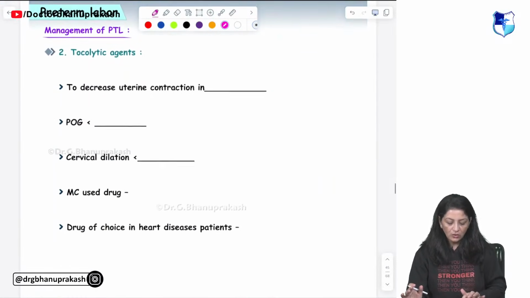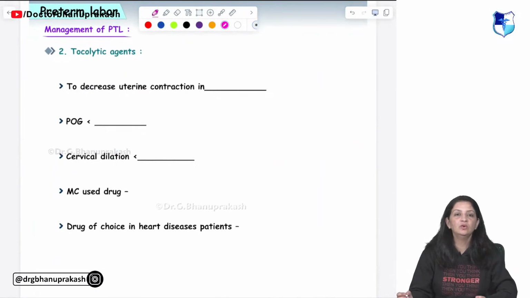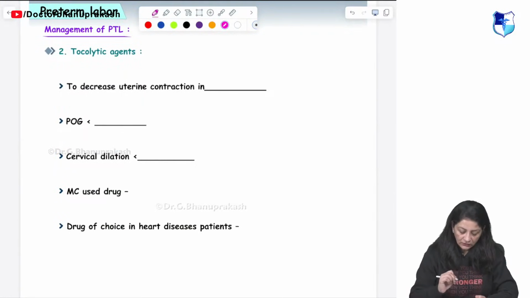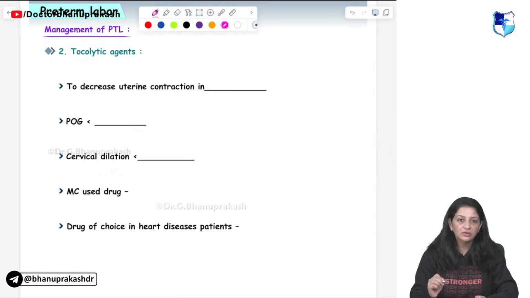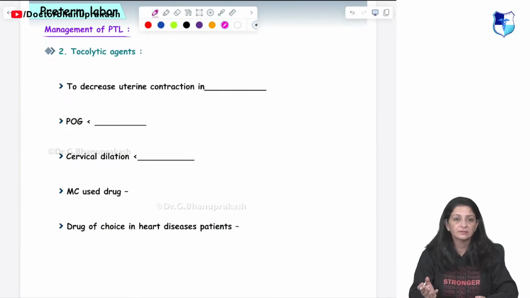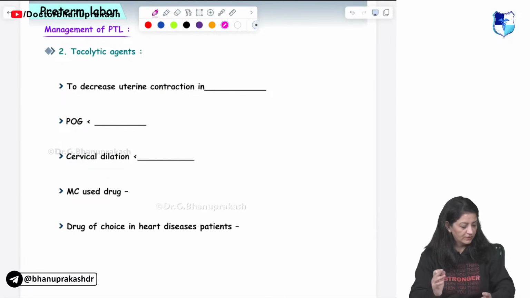Next one, tocolytic agents. Tocolytic agents decrease the uterine contractions in latent phase or active phase. In which phase?